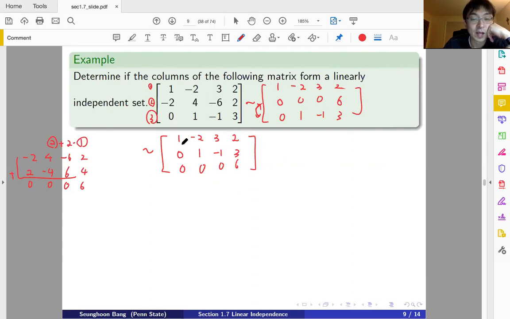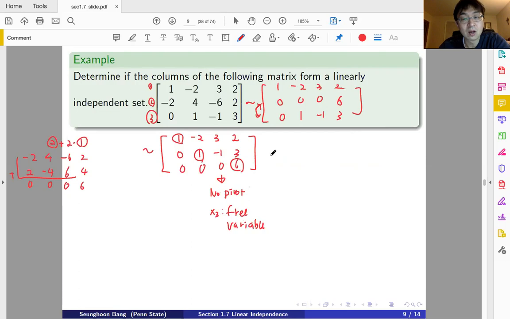So what happens? We have pivot. First column has a pivot. Second column, pivot. Third column, no, 0. What does it mean? The third column doesn't have a pivot. What does it mean? The x3 is a free variable.